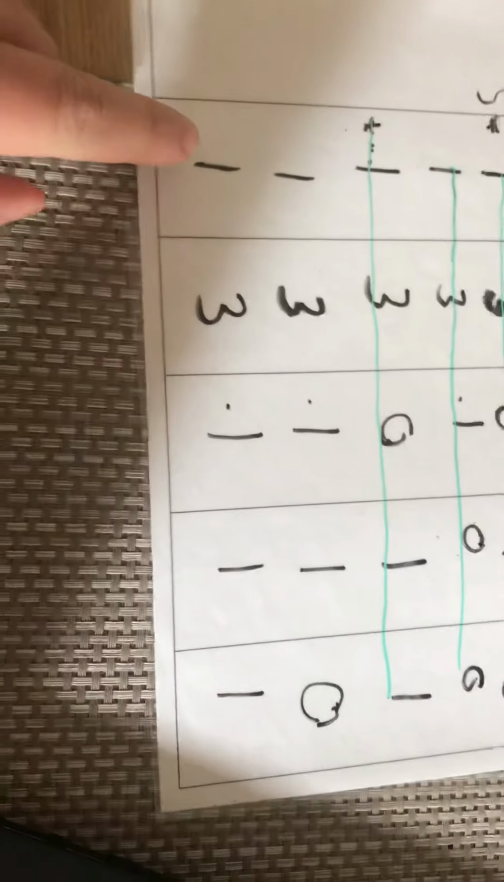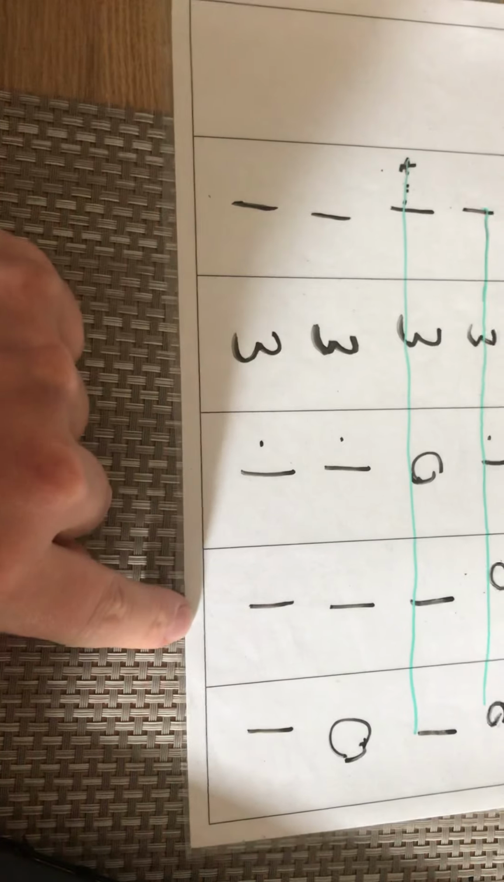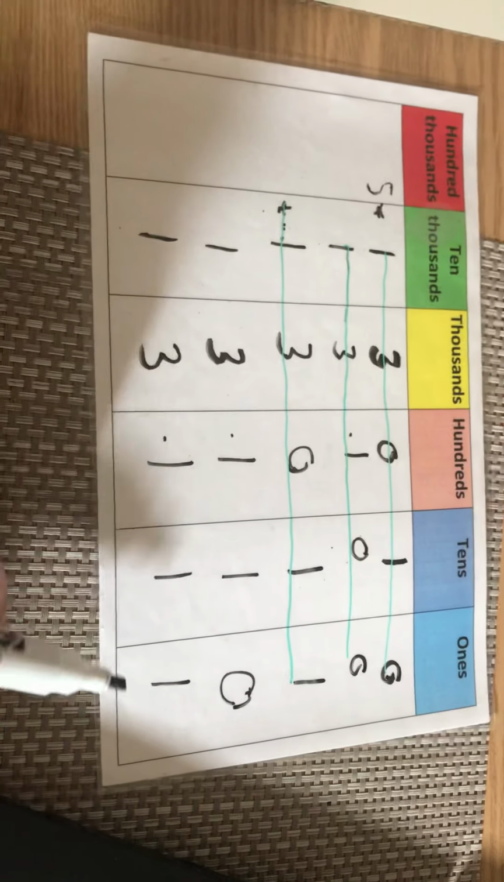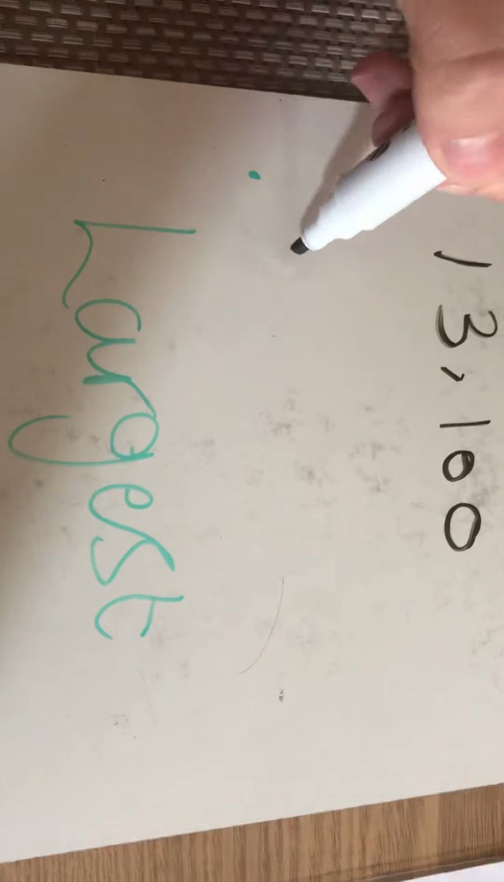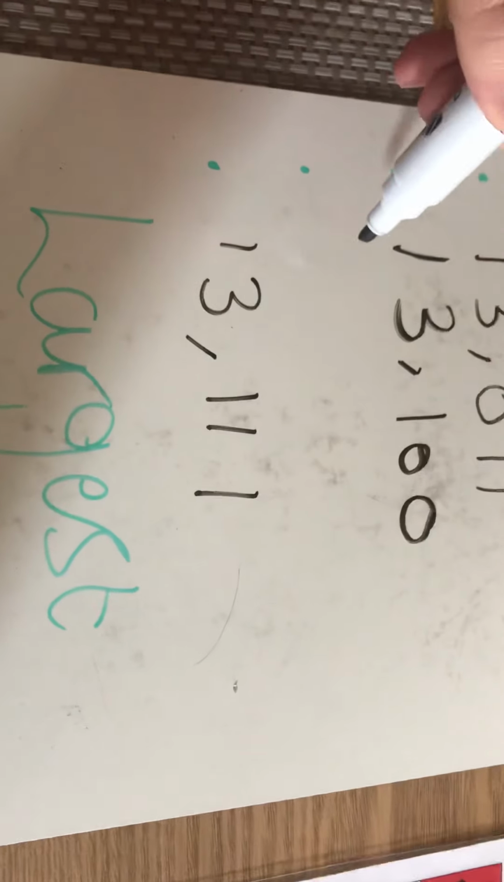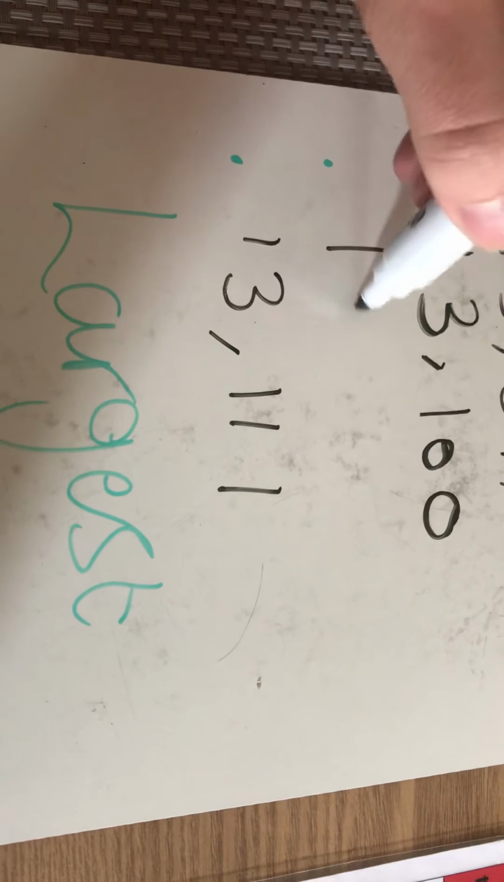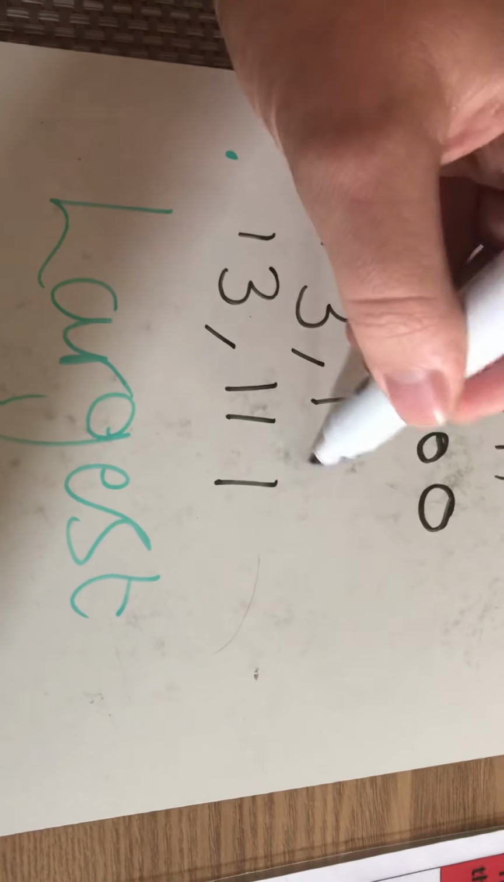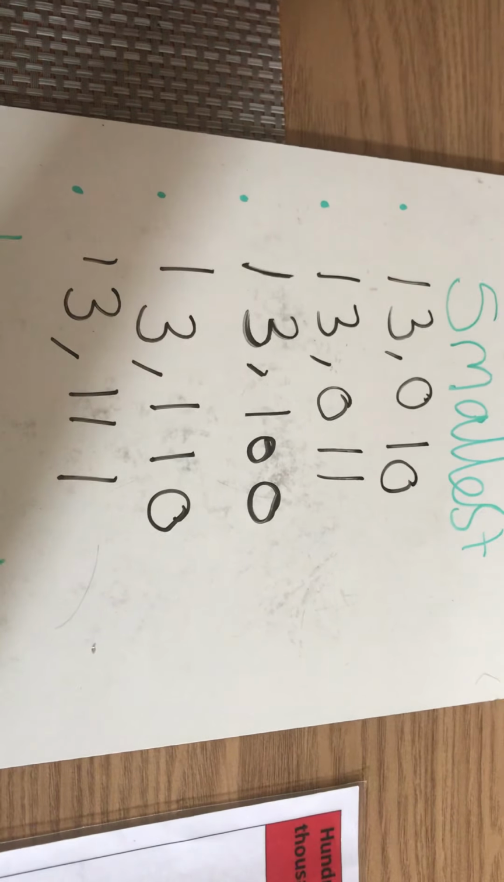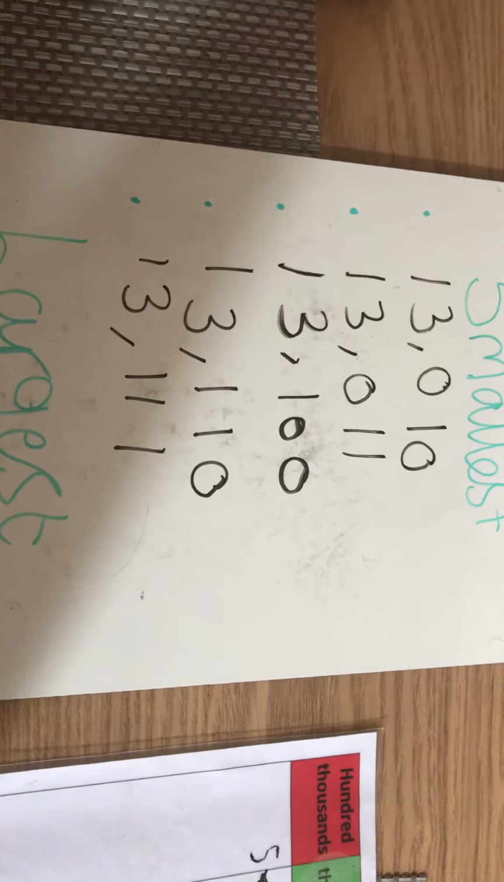13,110 or 13,111. And I think we can quite clearly see which one's biggest there because it's the only one that's got any ones. So the biggest one is 13,111. And the top one, fourth one, is 13,110. Have a pause of this video now and see if you got those in the correct order from smallest to largest or smallest to greatest.